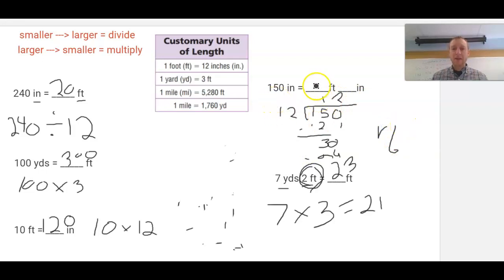So that means there are 12 feet in 150 inches. But look, there's some inches left over, right? So that's where those extra inches are, all right? We can split that 150 into 12 groups of 12, and there's 6 left over.